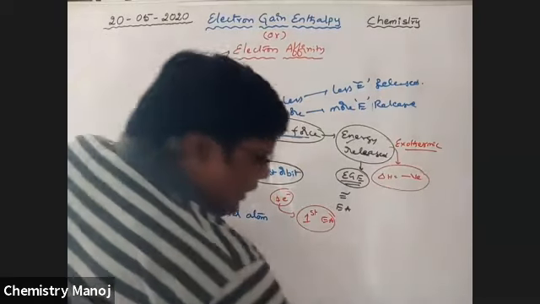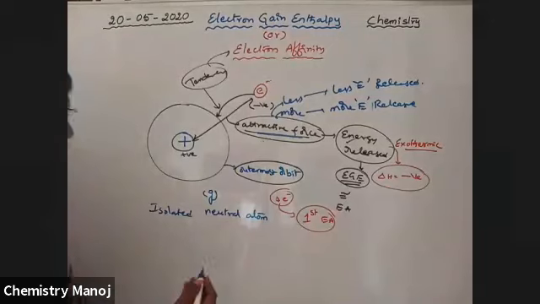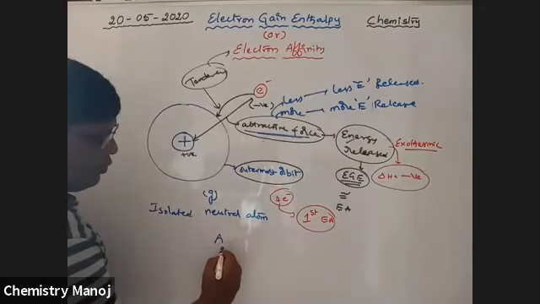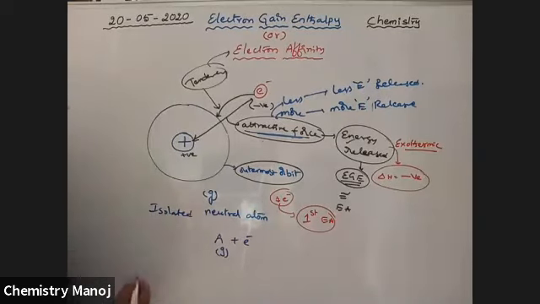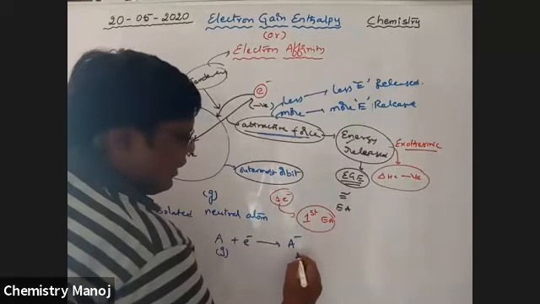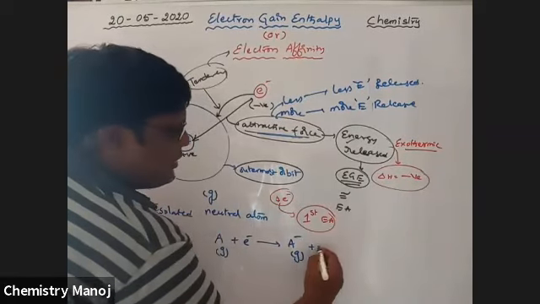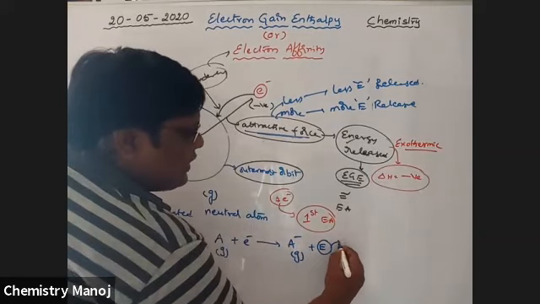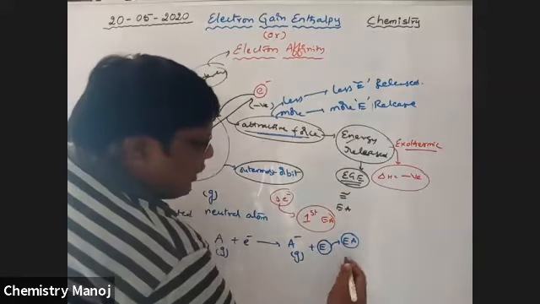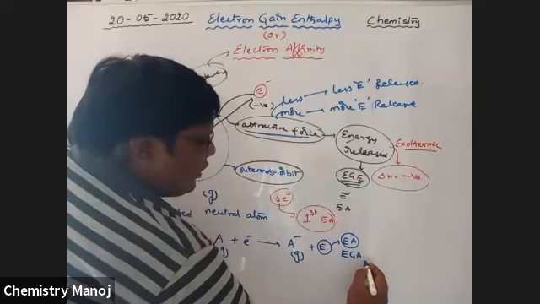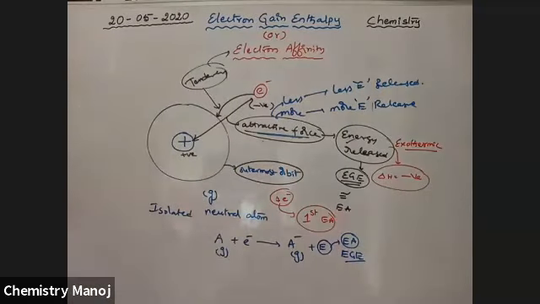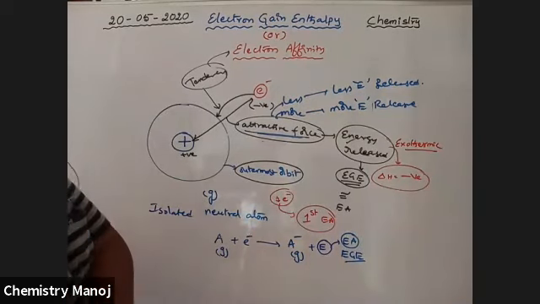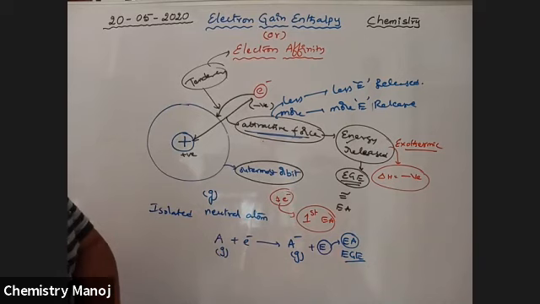So let us take the equation part. See here, there is an atom A which is in gaseous state, an isolated gaseous state. To this, an electron is added. So now it converts into A minus ion, which is also in gaseous state. Some energy is released. This released energy is called electron affinity. In particular, it is electron gain enthalpy. That attractive force is electron affinity, and that released energy is called electron gain enthalpy.